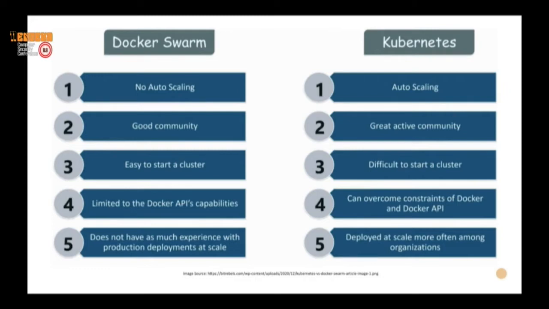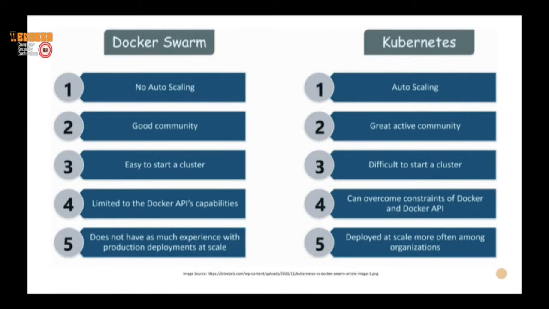From a community perspective, honestly both have quite a good community. However, Kubernetes, being more widely popular, has a more active community. From a clustering perspective, Docker Swarm is pretty easy to start a cluster with, which is its own advantage, whereas Kubernetes is a bit complicated, as you need to identify the correct way you want to operate, like from kubectl or etcd, different ways are there. So it's a bit more difficult with Kubernetes, but it still has its own advantages.